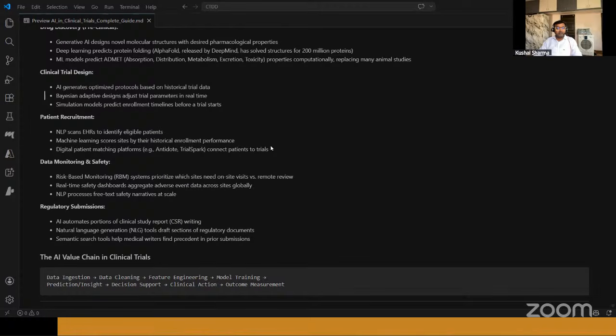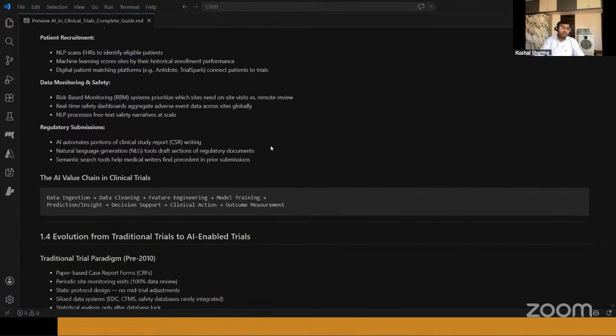Risk-based monitoring, RBM, systems prioritize which sites need on-site visits versus remote review. Then real-time safety dashboards aggregate adverse event data across sites globally. NLP processes free text and safety narratives at scale.